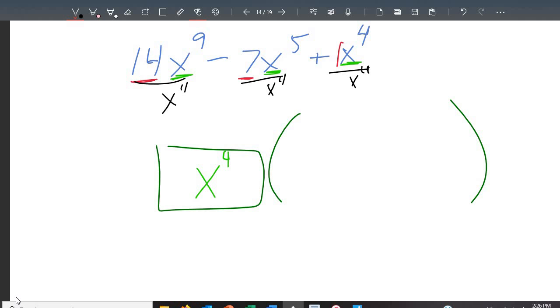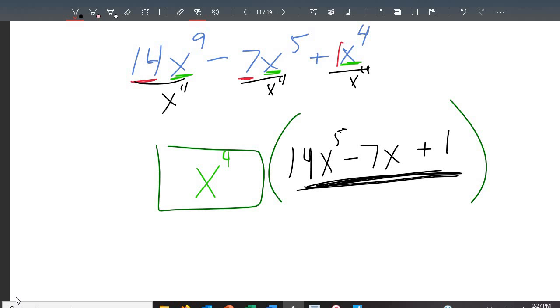Now, the 14 is going to stay where it is. So when I'm dividing by variables, we're going to take 4 away from the 9, x to the 5th. The next one, we can't do anything with the 7. I take 4 away from the 5. I'm left with an x. I can't do anything with the 1. But if I take 4 x's away from 4 x's, I have no x's left. This is what goes in the parentheses.